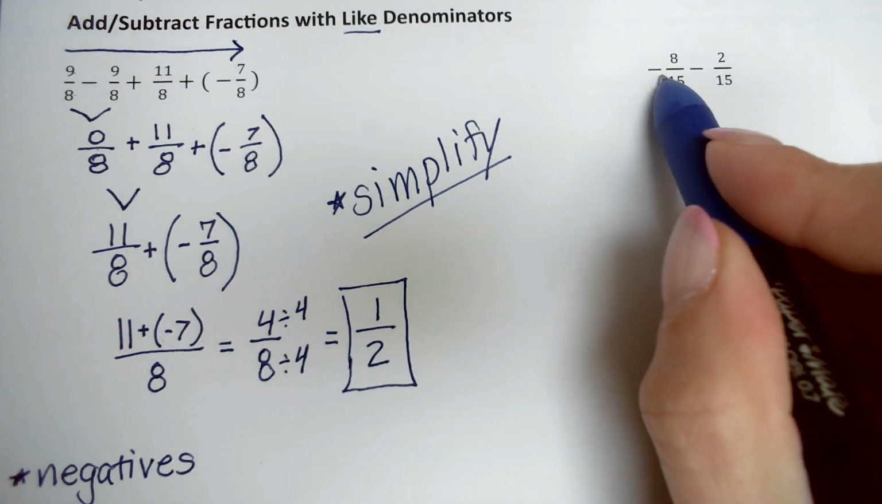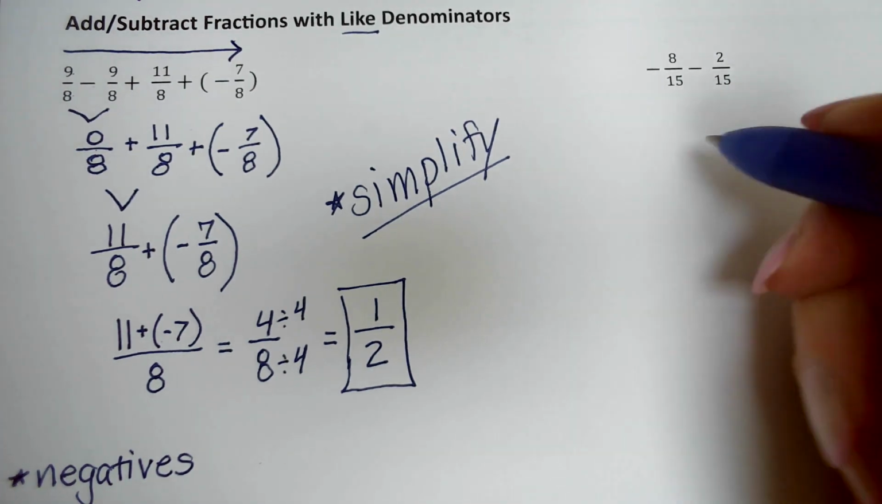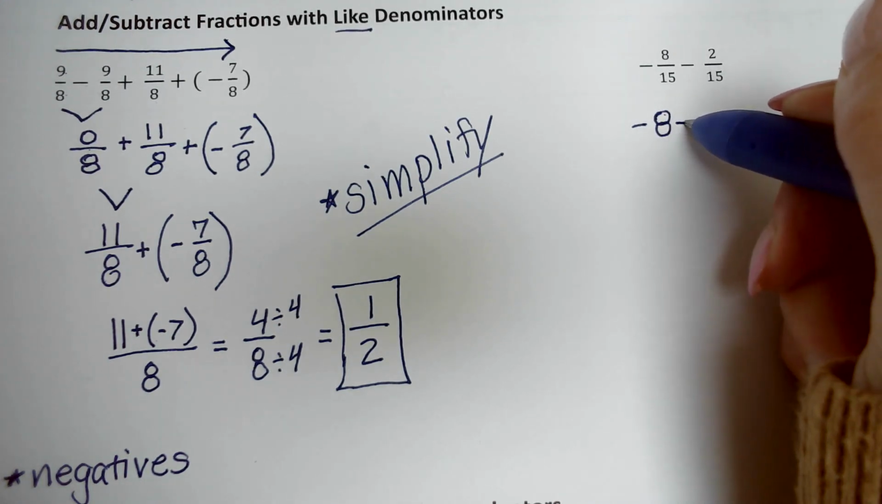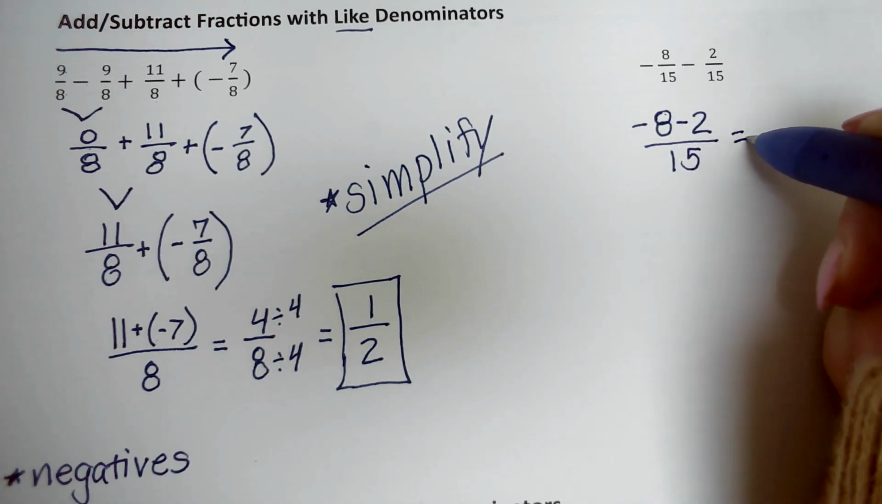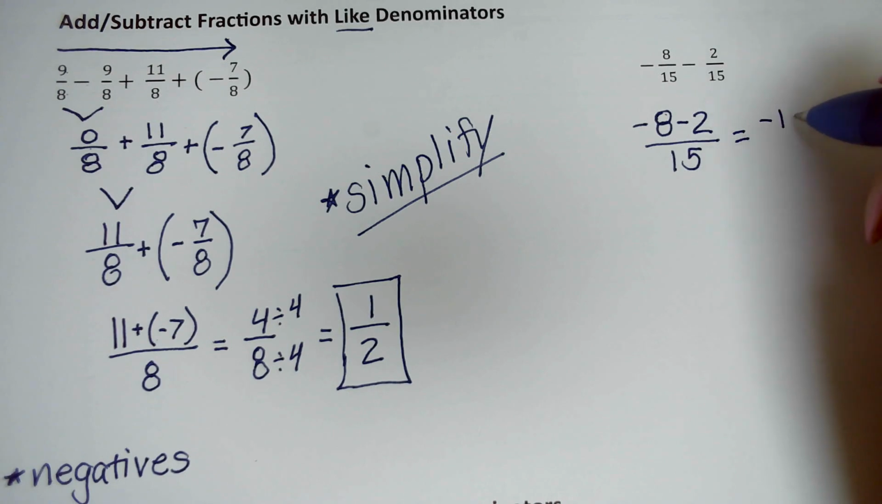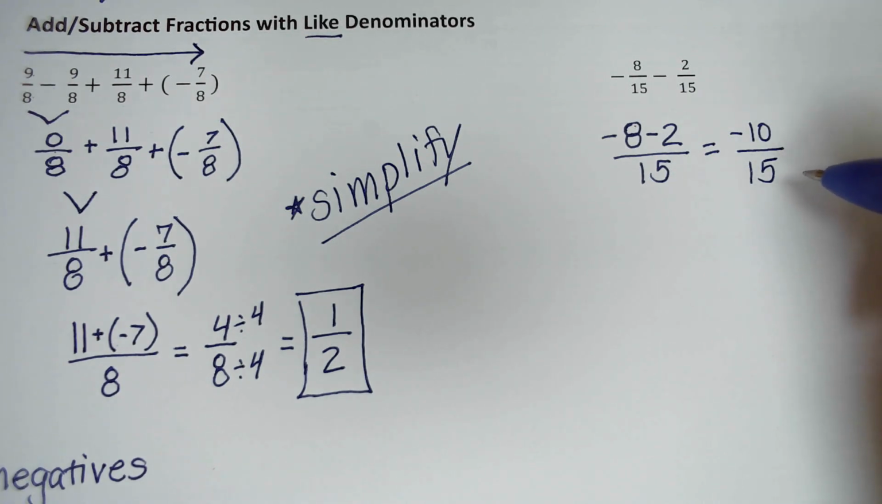But let's look at our signs. We have negative 8 minus 2. So let's just write that all together. Negative 8 minus 2/15. Now, negative 8 minus 2 is negative 10. Be careful with your negatives. And then we get negative 10/15.